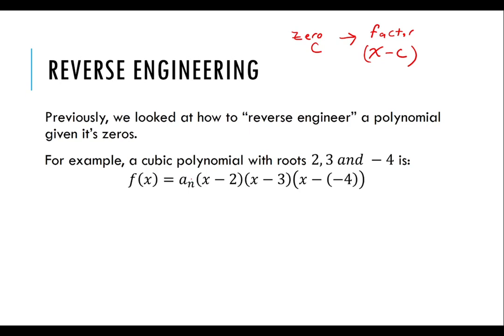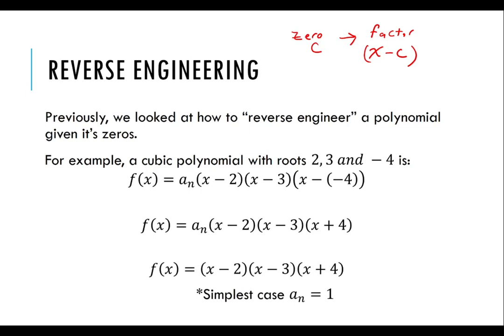Now, this a sub n really could be any real number. If it has complex coefficients, technically it could be any complex number. But in most cases, we're going to limit ourselves to real coefficients as opposed to complex coefficients. And so then what can we do? We can clean it up a little bit, and then if we want to multiply this all out, you could. But also, in general, we're just going to assume that that coefficient a sub n is 1, just because it's the easiest case. If somebody tells you that it has a different leading coefficient, then you change that leading coefficient.